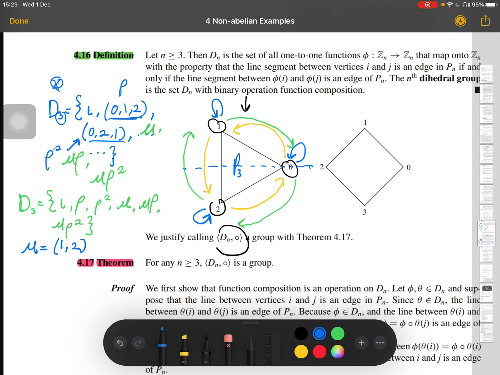All right, so that's how you interpret the n-dihedral group. You can practice with any value of n. Okay, so that's all for this video.